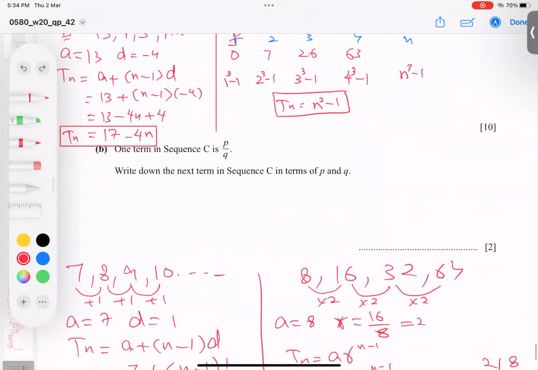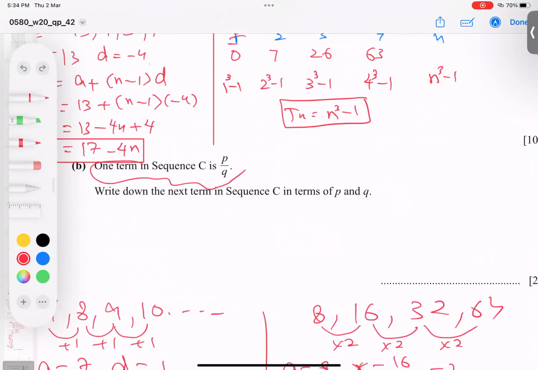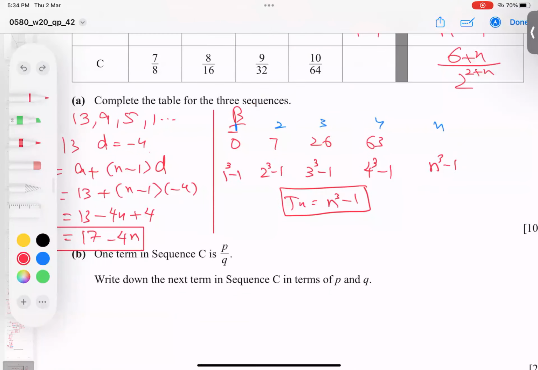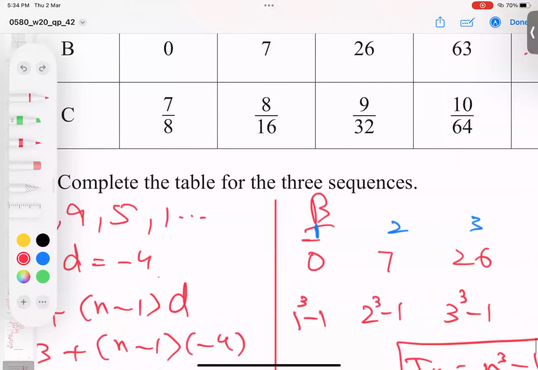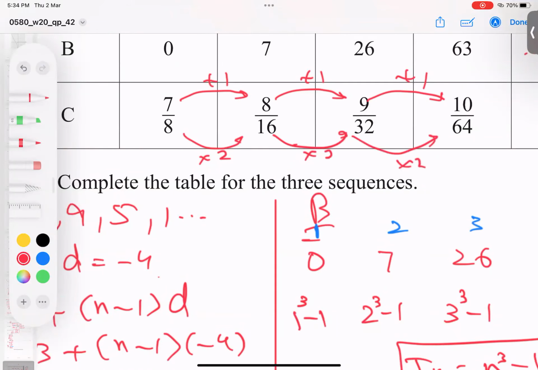Now let's go for this sequence. One term in sequence C is p by q. This is very interesting, but not a hard job, inshallah, easy. If you look carefully at the pattern, the upper number is adding 1, adding 1, adding 1. The lower number is multiplied by 2, multiplied by 2, multiplied by 2.